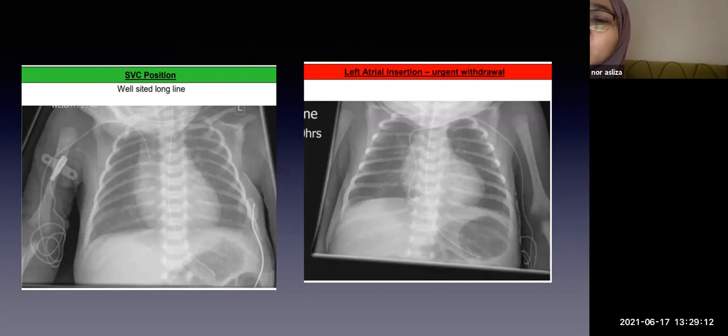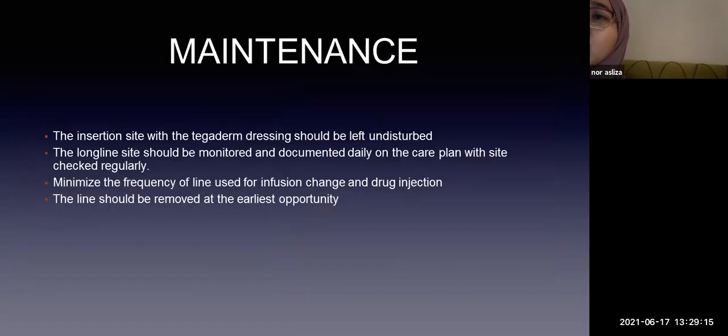Okay, next. Maintenance of the long line insertion. The insertion site should be addressed with aseptic technique, monitored and documented daily on the care plan, with regular site checks, and minimize the frequency of the line being used for infusion. Change at the earliest opportunity, meaning when the patient has recovered well and so on. Okay, next.